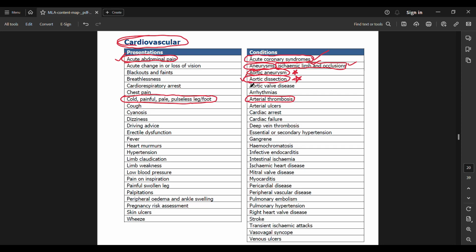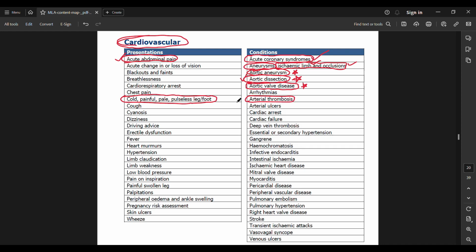Okay, next you have aortic valve disease. Aortic valve disease hasn't shown up as extensively in the PLAB 2 exam, I don't think. So make sure you know the murmur of aortic valve disease, the ejection systolic murmur, and how you're going to manage the patient.